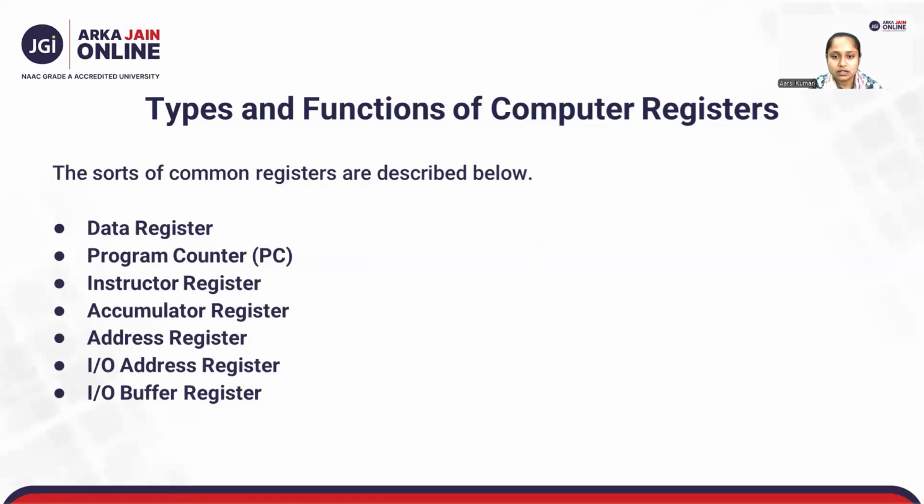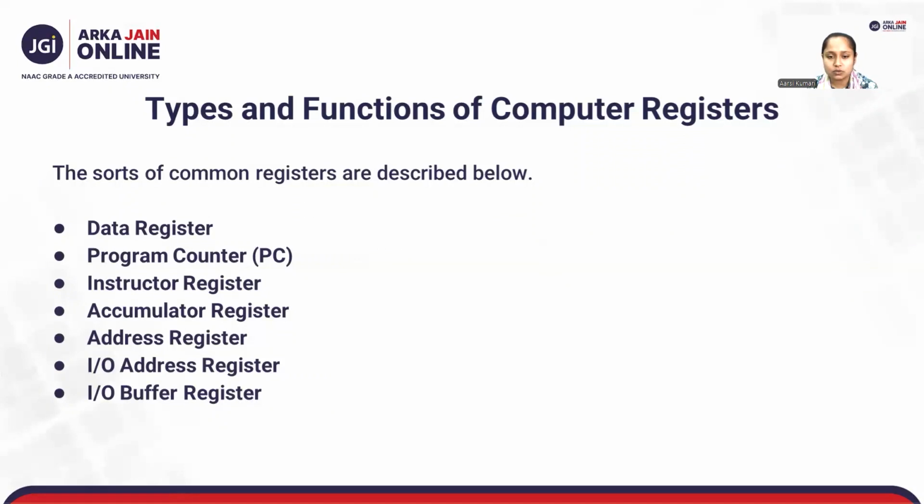Accumulator register. It is a 16-bit register which is used to store the result produced by the system. For example, the results generated by the CPU after processing are stored in the AC register. Address register. It is a 12-bit register that stores the address of a memory location where instructions or data are stored in the memory.